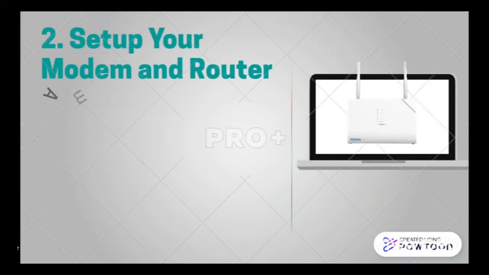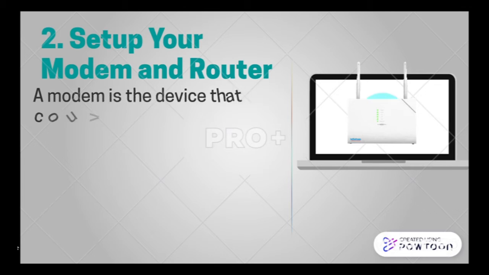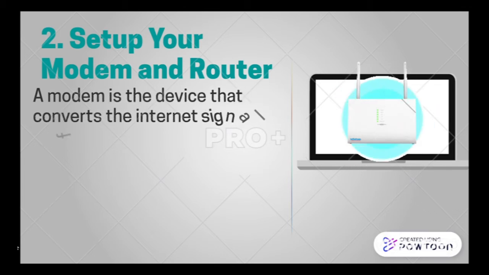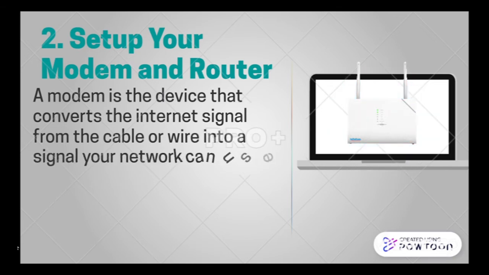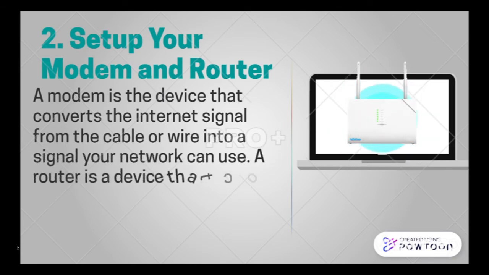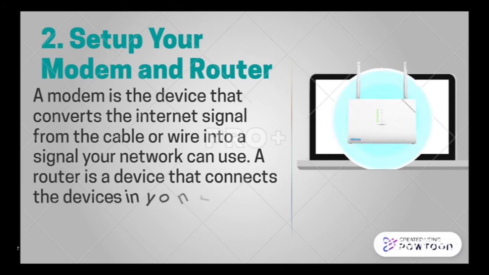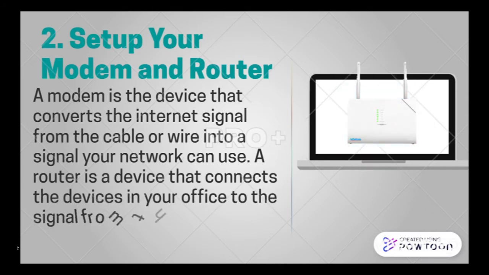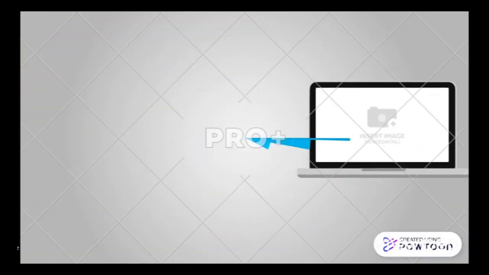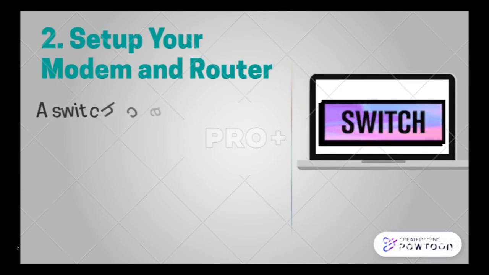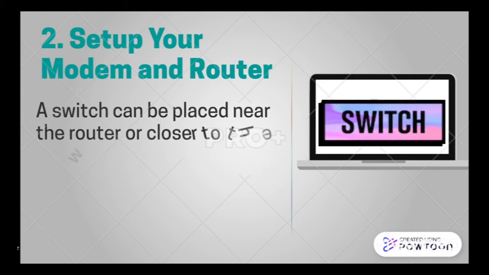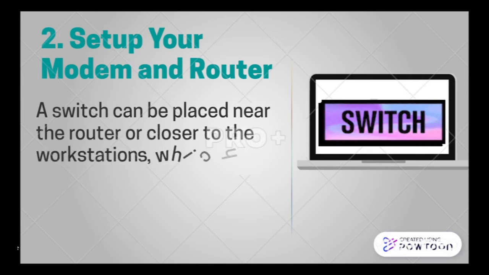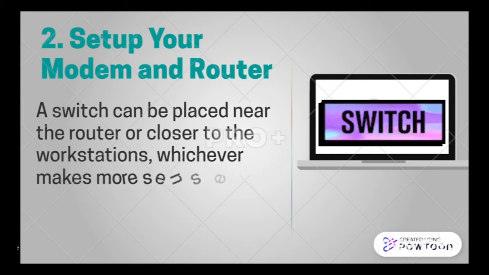Second, set up your modem and router. A modem is the device that converts the internet signal from the cable or wire into a signal your network can use. A router is a device that connects the devices in your office to the signal from the modem. A switch can be placed near the router or close to the workstations, whichever makes more sense for your business.